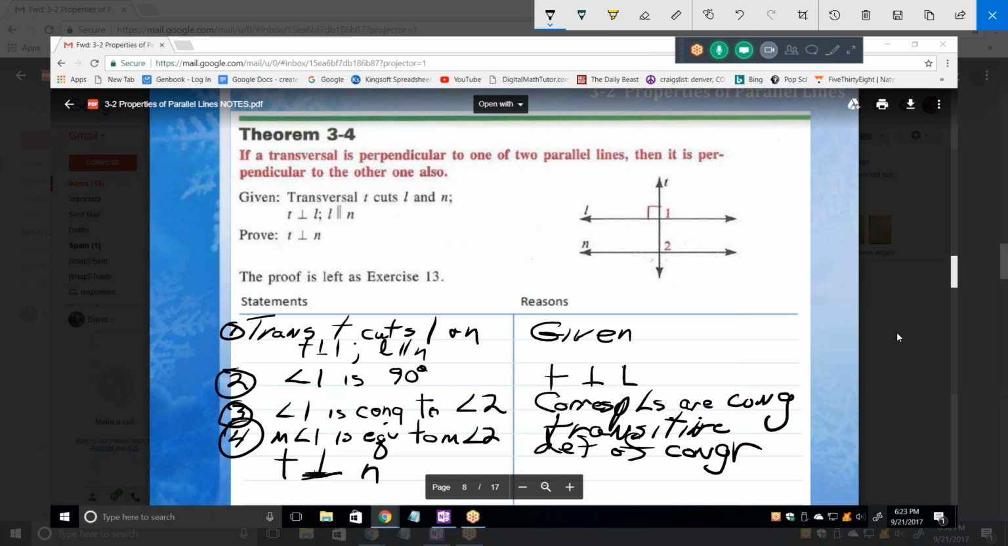Now finally, I can say number 5, angle 2 is 90 degrees based on the transitive property. In other words, if the measurement of 1 is equal to 90 degrees and it's equivalent to the measurement of 2, then the measurement of 2 has to be 90 degrees. And finally, line T is perpendicular to line N, definition of perpendicular lines. Means they create 90-degree angles. Okay.